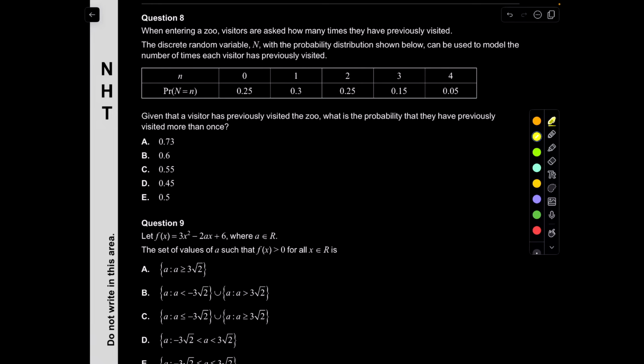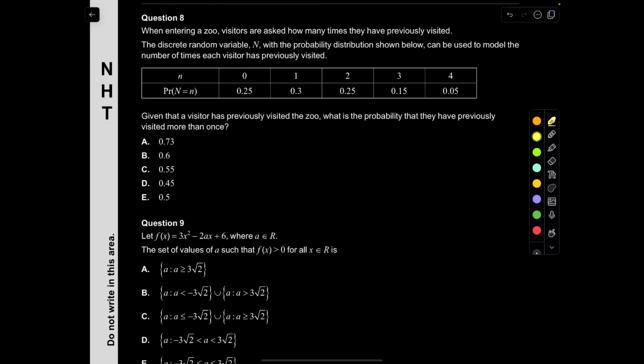When entering a zoo, visitors are asked how many times they have previously visited. The discrete random variable n with the probability distribution shown below can be used to model the number of times each visitor has previously visited. Say a person goes into the zoo and an employee asks them, is this your first time coming here? If they say yes, it means they've never come previously, so our n would be 0. But if someone says, I've been here previously once, I came here last year, that is 1. Say someone else says, I've been here twice. That's 2. So it's the previous times, not the current time.